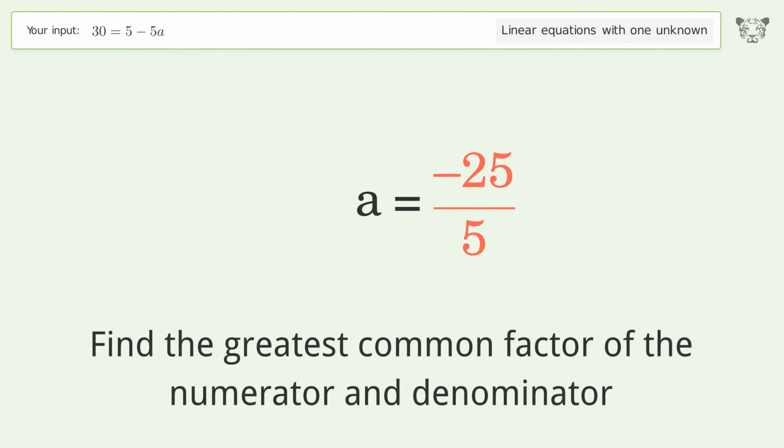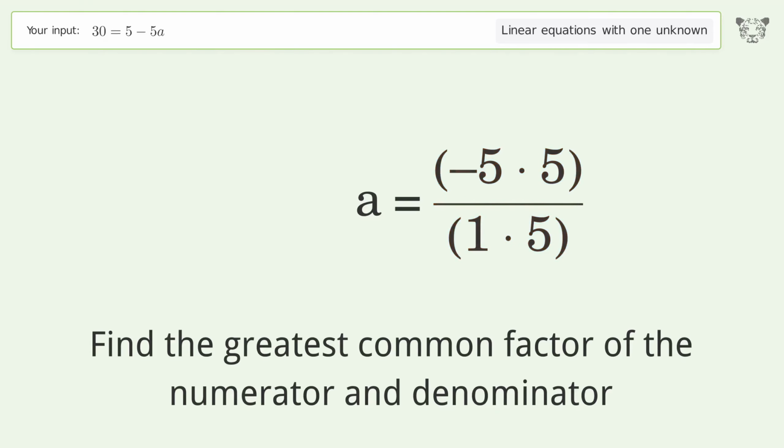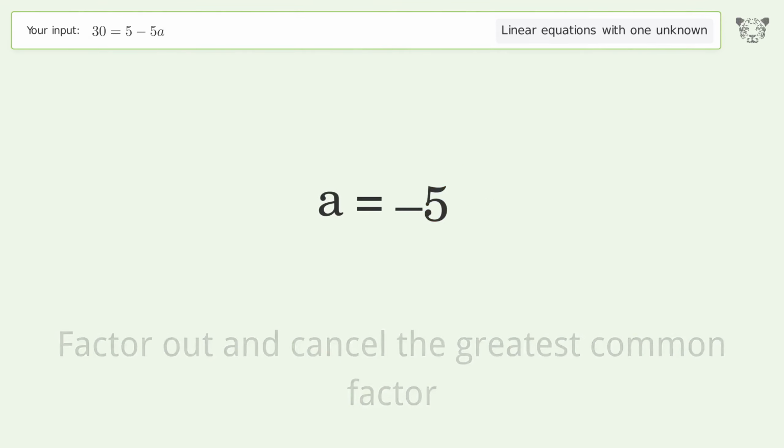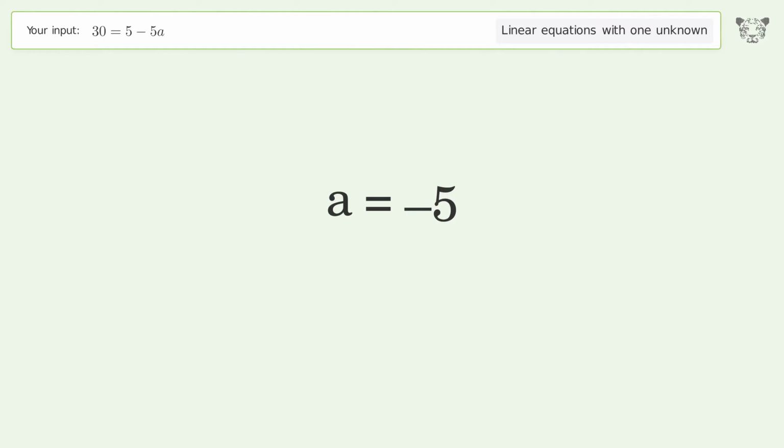Find the greatest common factor of the numerator and denominator. Factor out and cancel the greatest common factor. And so the final result is a equals -5.